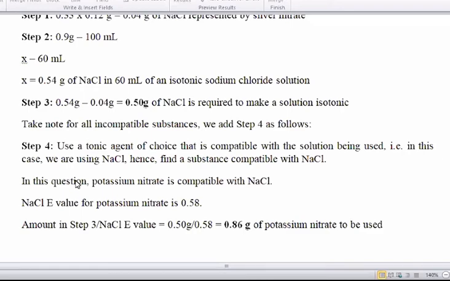So we proceed to example number 4. That is our last example.